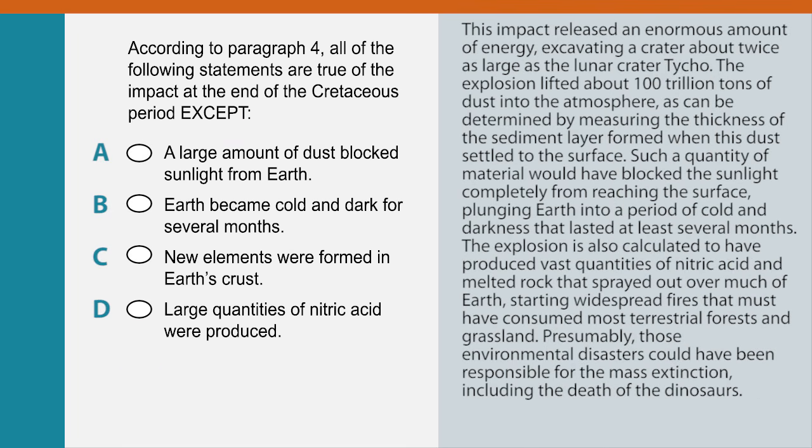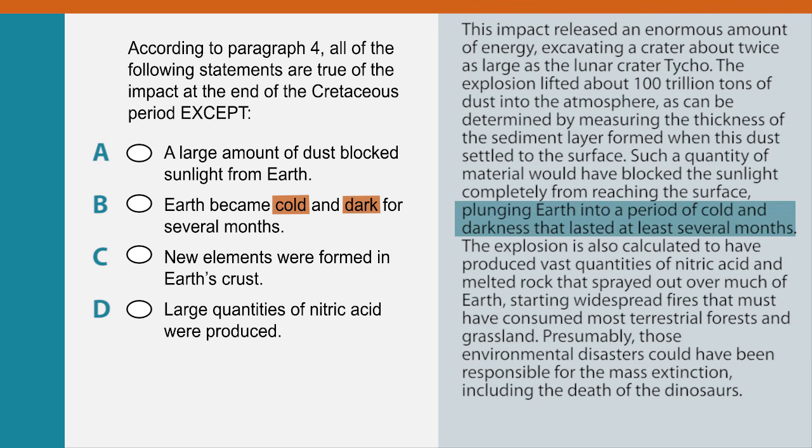Let's see how many correct choices we can find by scanning for key words that appear in the answers like dust, sunlight, cold, dark, elements, crust, and nitric acid. We may also need to look for synonyms of these words. So if we scan the paragraph for some text about dust and blocked sunlight that corresponds to choice A, we find this, and it's a match.